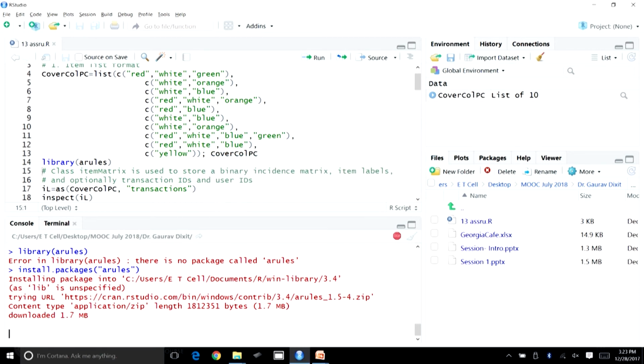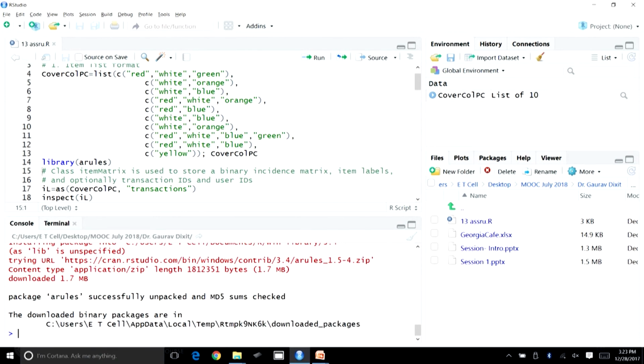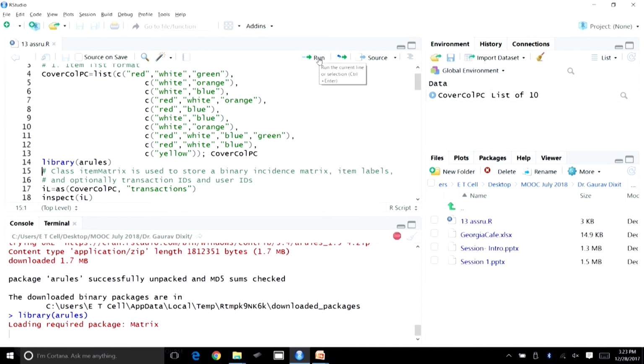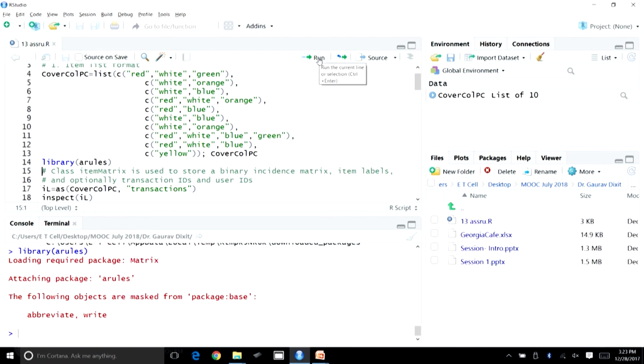Now, the installation is almost complete. Now, let us load this. So, we will go back to our code. Let us run this. You can see the package has been loaded now.